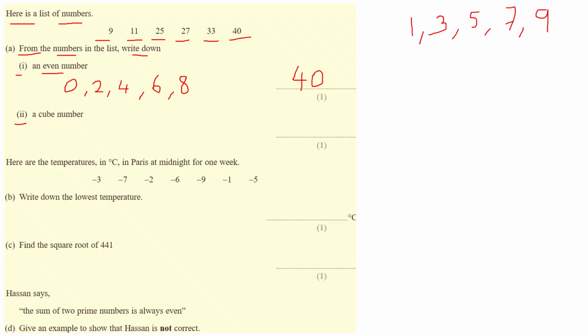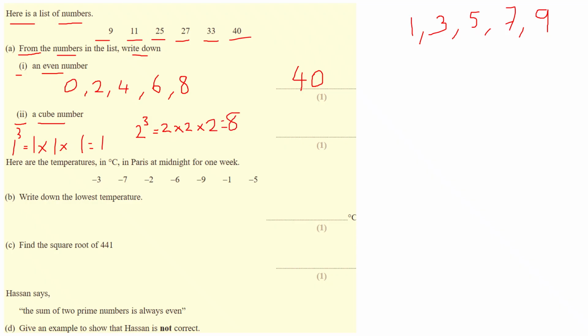Next up, part II, a cube number. So a cube number is made by multiplying a number by itself and then by itself again. So for example, 1 cubed is 1 times 1 times 1, which is 1, so 1 is a cube number. 2 cubed is 2 times 2 times 2, which is 8. Is it in our list? No, it's not, so we're going to keep going.